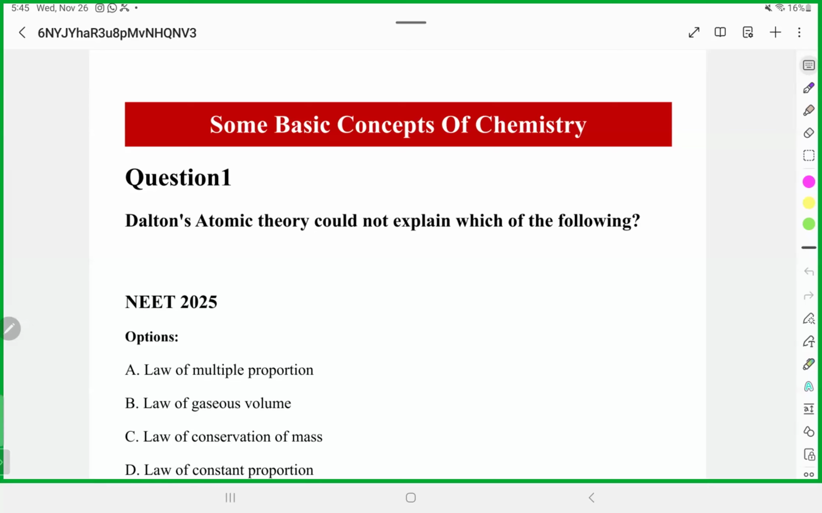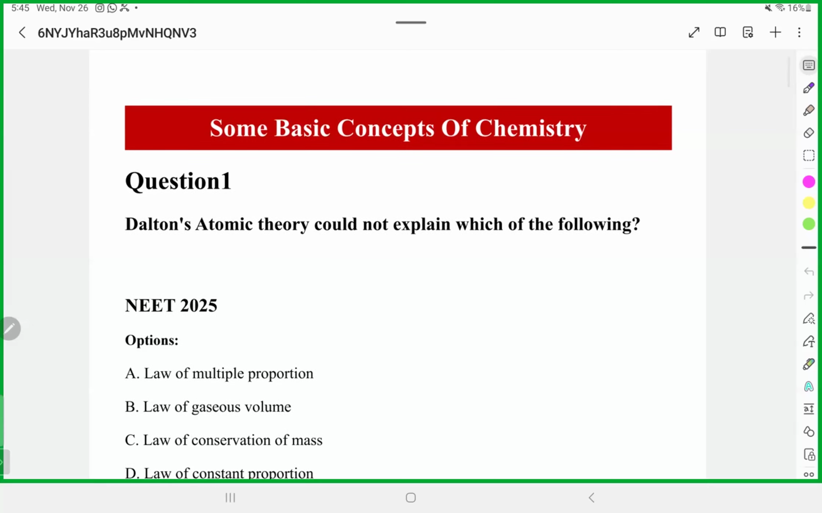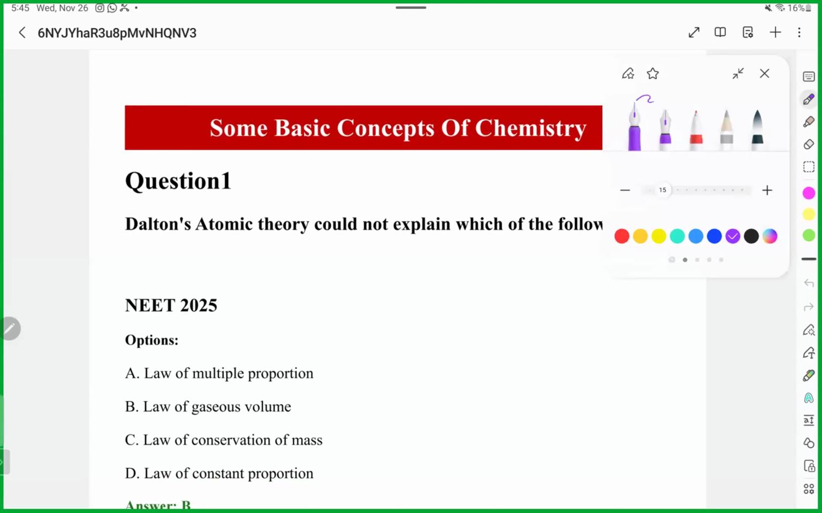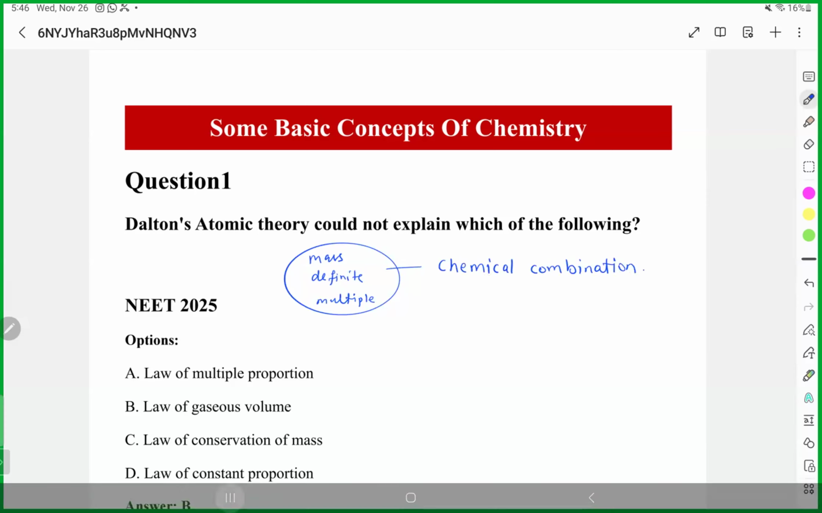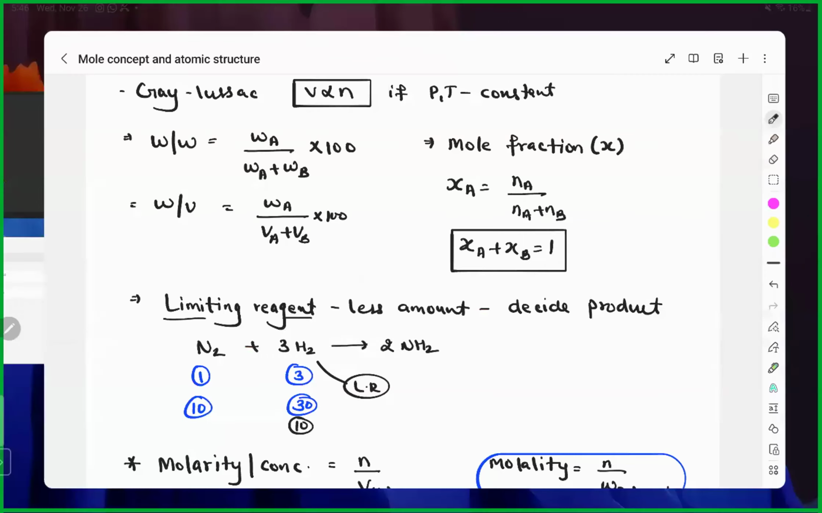Because the first three laws, law of conservation of mass, law of definite proportion, and law of multiple proportion, these three were the laws of chemical combination. Together, they are now the laws of chemical combination. And all the chemical combination laws were explained by the Dalton atomic theory. Understood? This is the one thing we can add in our notes as well.